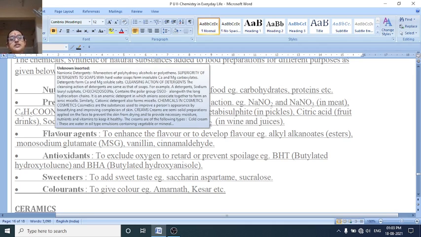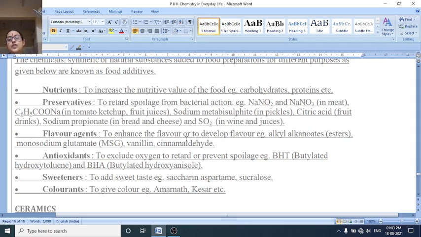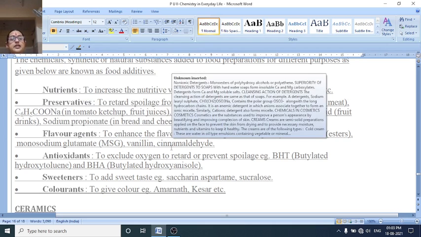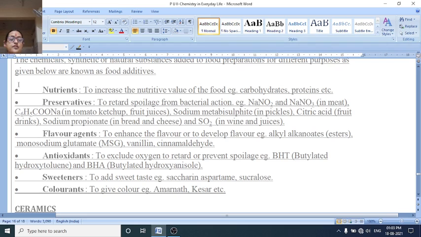Then next we have flavor agents, to enhance the flavor or to develop flavor. Alkyl alkanoates, esters, monosodium glutamate, that is MSG, then vanillin, then cinnamaldehyde. These are the things added as a flavor. Next is antioxidants, to exclude oxygen to retard or prevent spoilage. BHT is added. Also BHA, called butylated hydroxyanisole.